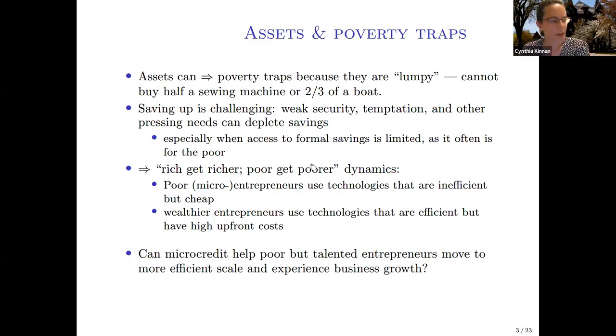Okay, so again, we want to think here about whether microcredit can help an entrepreneur that's poor but talented move to a more efficient scale and experience business growth by basically breaking that need to accumulate all of the money to buy the asset, and allowing households instead to finance some of it through credit. And we're going to argue that the answer to that question is yes.